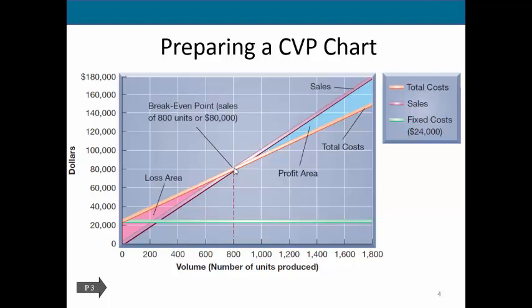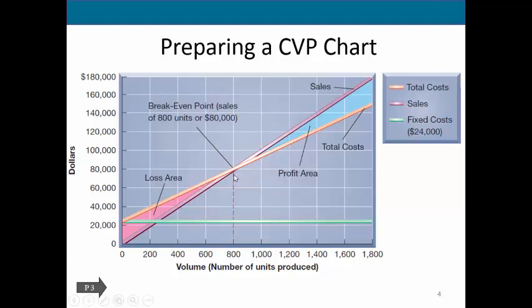So anywhere in here that we increase our volume, you can see from the break-even point and beyond, or to the right, our revenue is increasing. So are our costs, but you can see as we increase, we are going to be increasing our profit. So as long as our quantity falls within this area, which is 800 units or $80,000 or more, then we will be earning a profit.